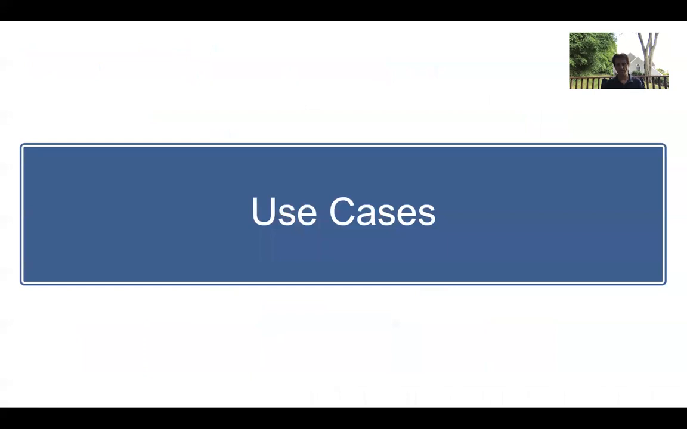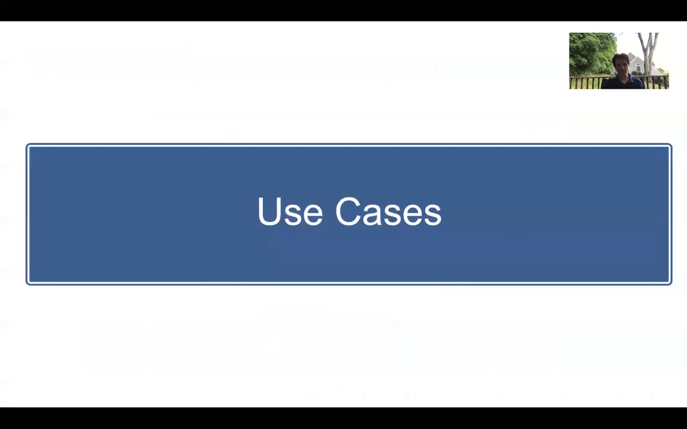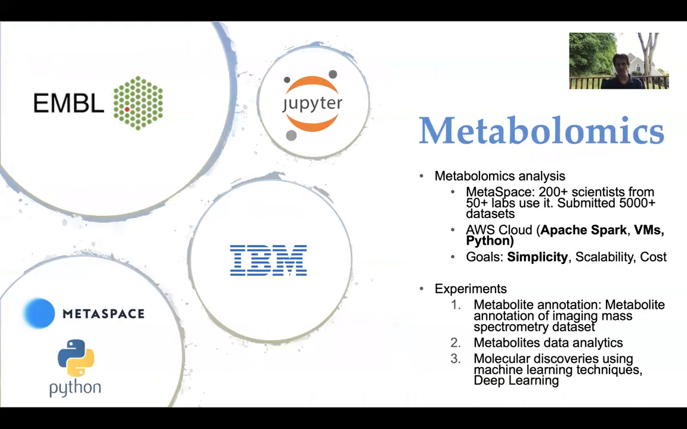We have 3 use cases in the project. The first use case is metabolomics. And this is our flagship use case, our big success story in this project. In the beginning of this project, we paired every use case with a technical partner. And we paired EMBL with IBM.